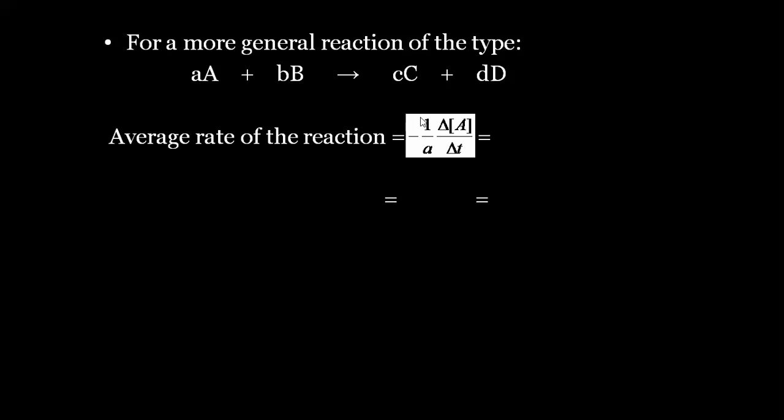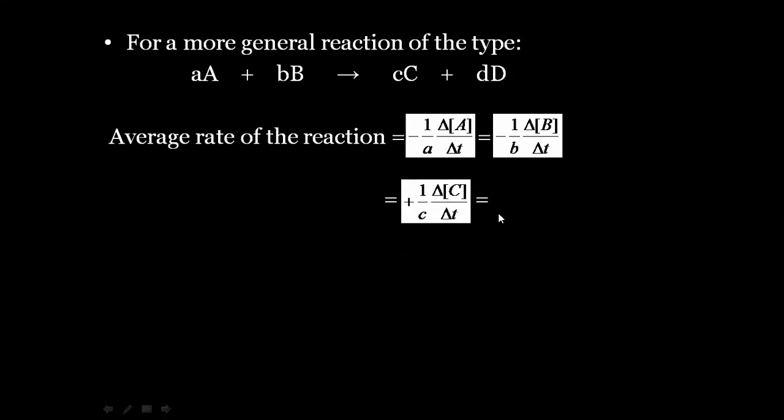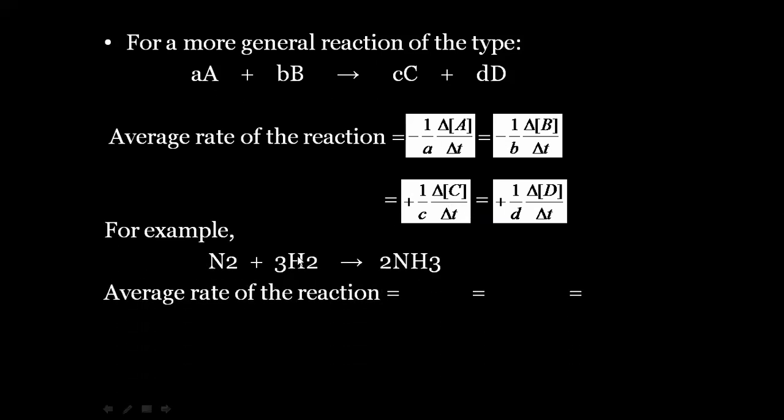So it will be minus 1 by a, delta A by delta T. For B, again it is a reactant, minus 1 by b, that is the stoichiometric coefficient, delta B by delta T, plus 1 by c, delta C by delta T, and plus 1 by d, delta D by delta T. Now try to understand why we divide by a particular stoichiometric coefficient. Let me take a general reaction, for example, N2 plus 3H2 gives 2NH3.